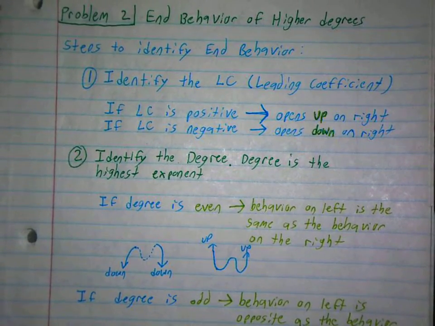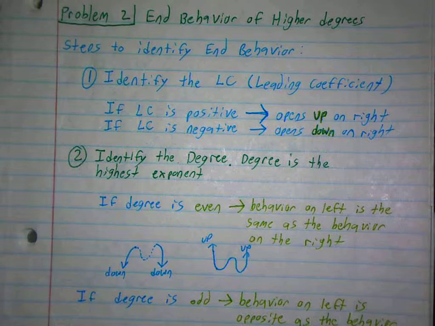So we talked about quadratics. We said a quadratic is either up and up or down and down. The way you know if a quadratic is up and up or down and down is you look at the leading coefficient. If it's positive, it opens up and up, making a minimum. If it's a negative leading coefficient, it's down and down, making a maximum.